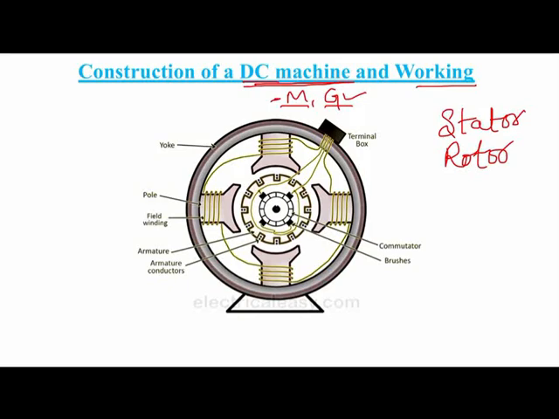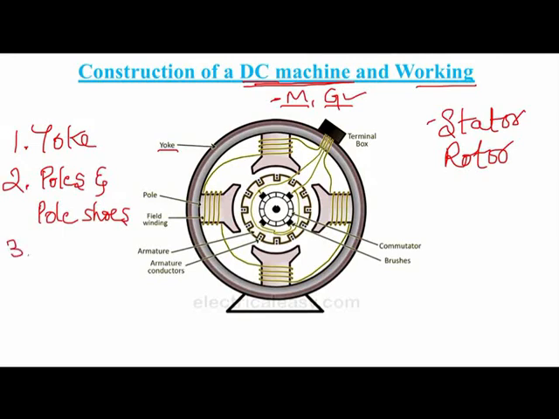In the stator we have first the yoke. The second one is the poles and pole shoes. The third one is the field winding. These are the three parts located on the stator. The stator is the stationary part of the machine.